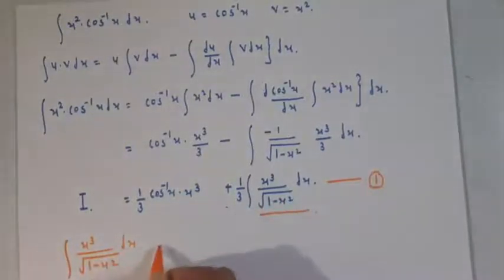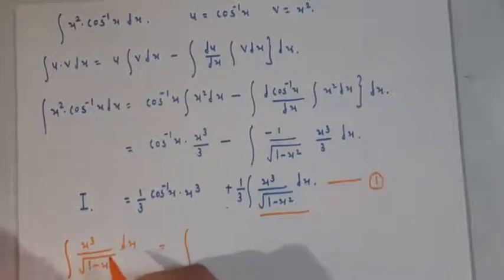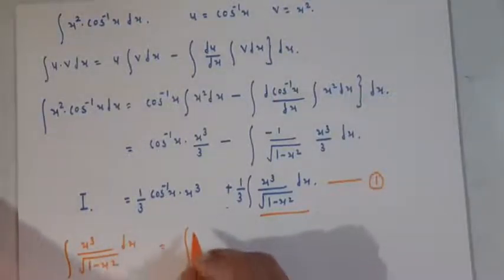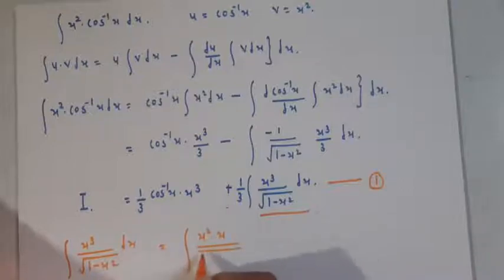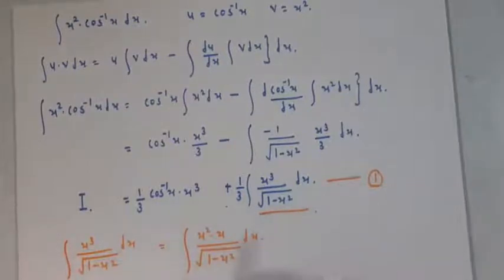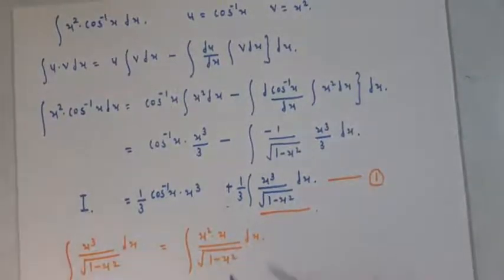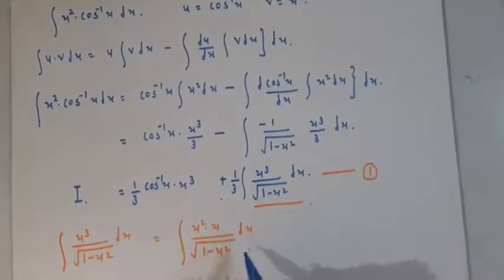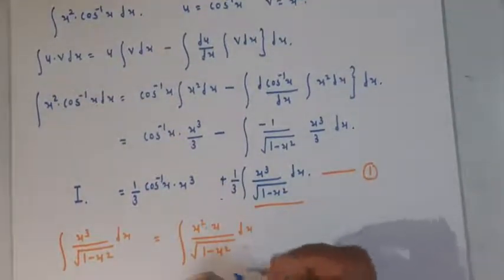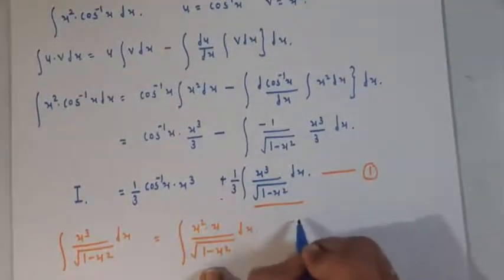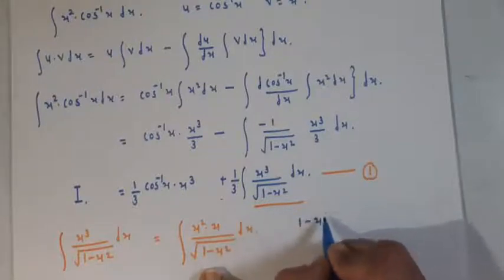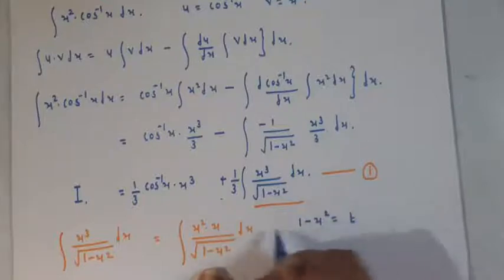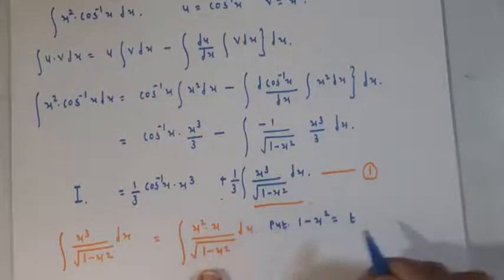Okay, so students, here we have to make the adjustment. X raised to 3 we can write as x square into x, and now this is 1 minus x square with respect to x. So students, we don't have any formula to solve such type of integral. Now let us solve by substitution. So put 1 minus x square equal to t.